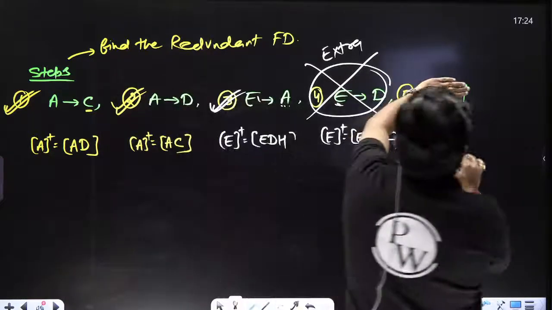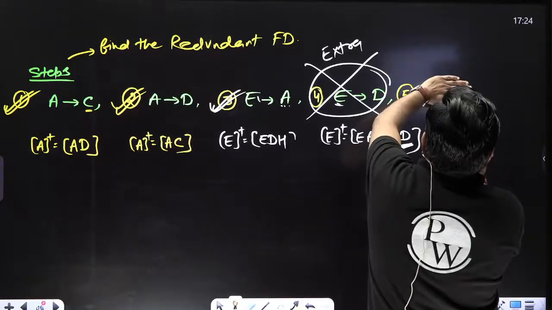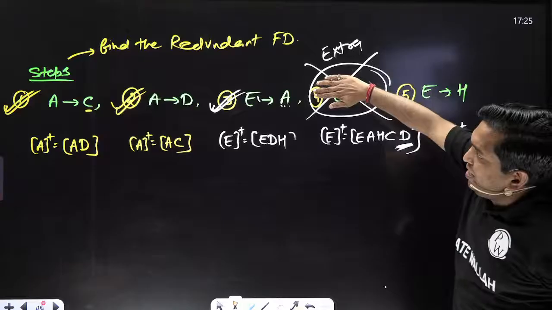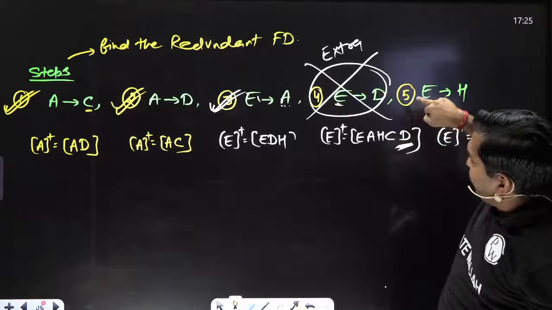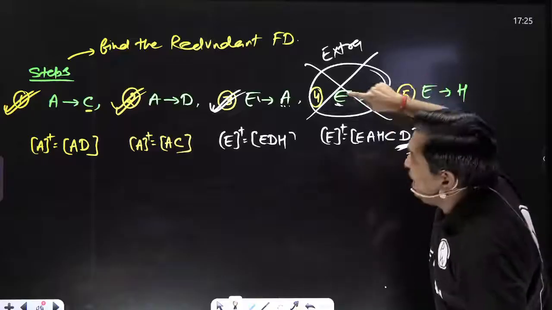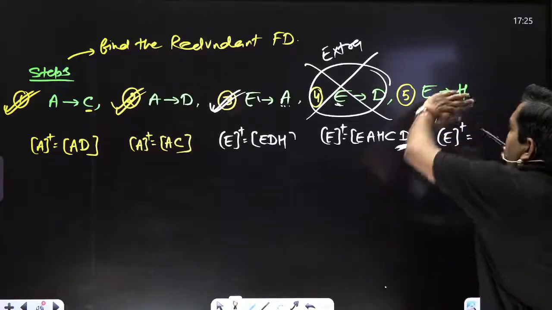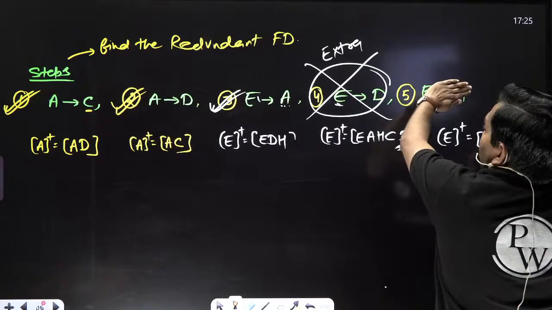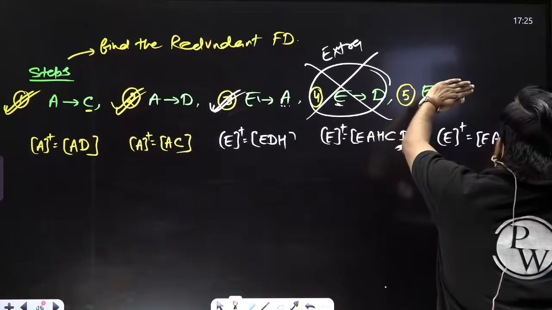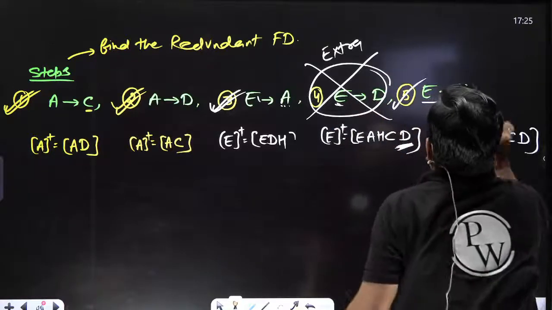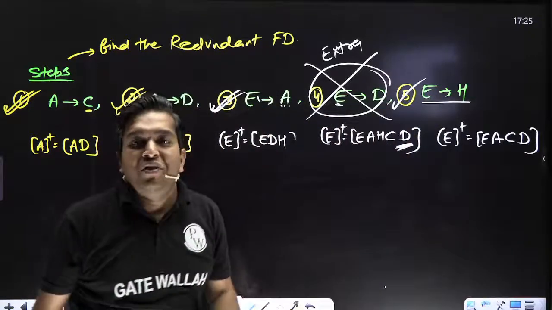Now check whether E tends to H is extra. First of all, forget this one, or you already deleted this one. And don't consider FD number 5 and 4 as well. Forget this one and you already deleted this one. Now E, A, C, D. You are not getting H. This is not extra. Each and every one.